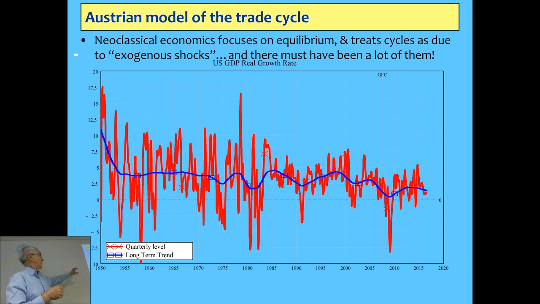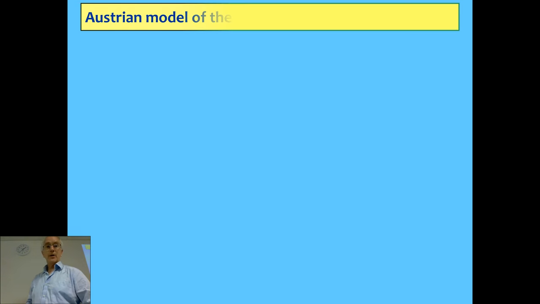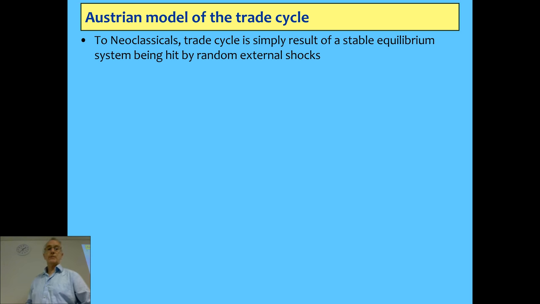Now, what the neoclassicals say is that's all shocks, exogenous shocks. What the Austrians say is the cycle's caused by ups and downs of the interest rate. And they see the cycles as intrinsic. Schumpeter has got a very creative way of saying that. The cycles are part of what he calls creative destruction. But the neoclassicals say the cycle's due to an equilibrium system which is being shocked.